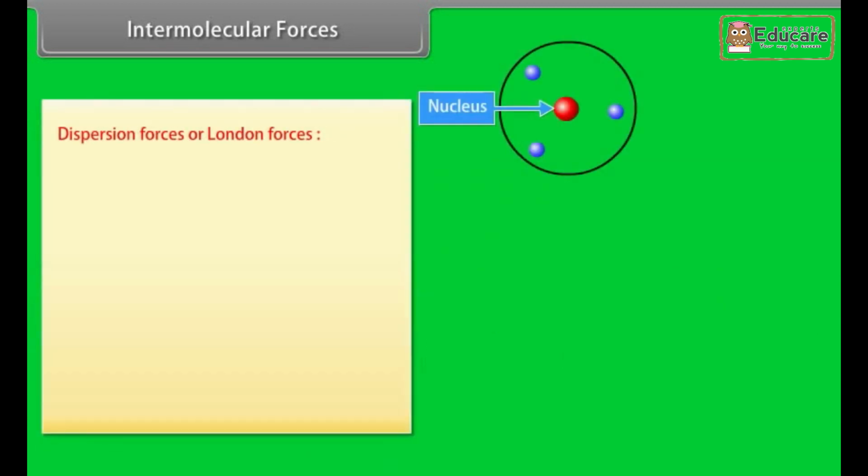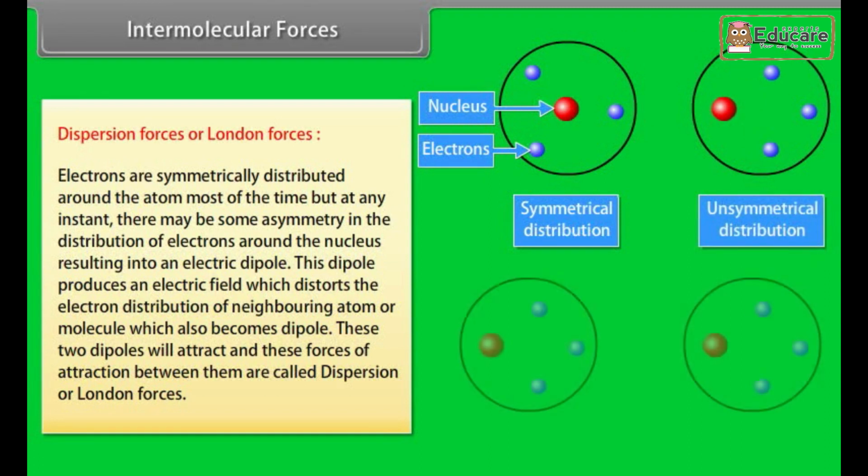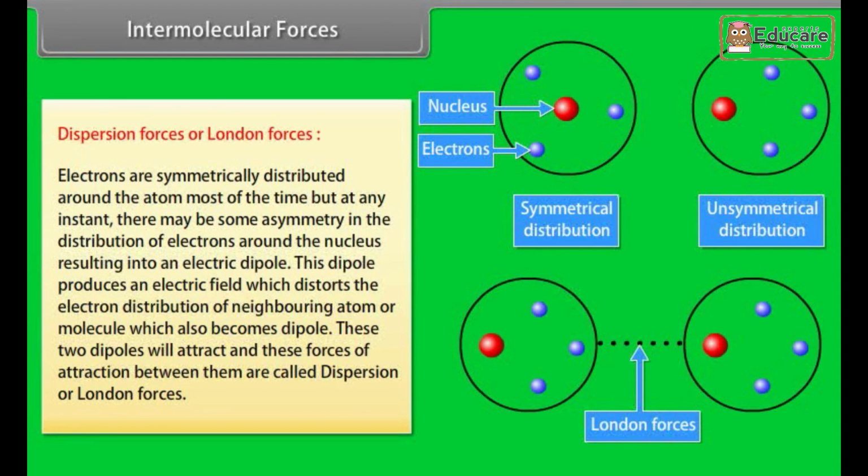Dispersion forces or London forces. Electrons are symmetrically distributed around the atom most of the time, but at any instant there may be some asymmetry in the distribution of electrons around the nucleus, resulting in an electric dipole. This dipole produces an electric field which distorts the electron distribution of a neighboring atom or molecule, which also becomes a dipole. These two dipoles will attract, and these forces of attraction between them are called dispersion or London forces.